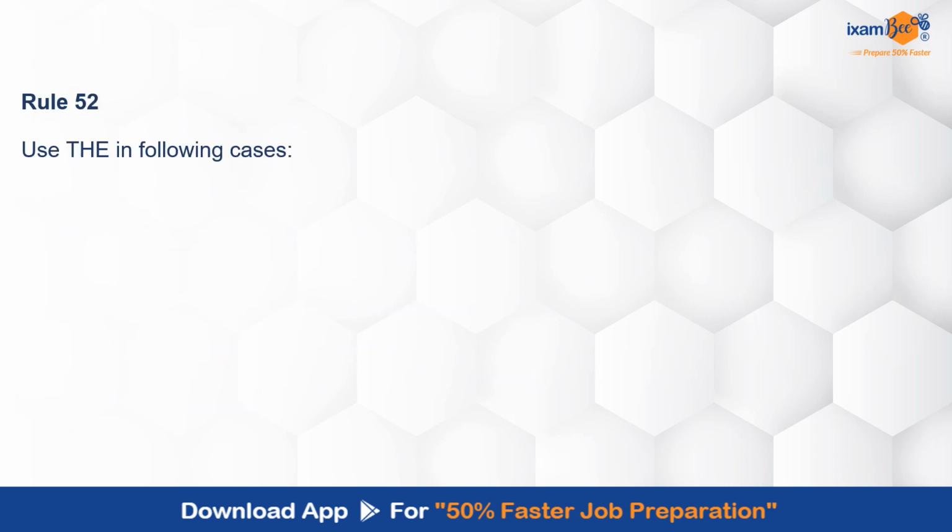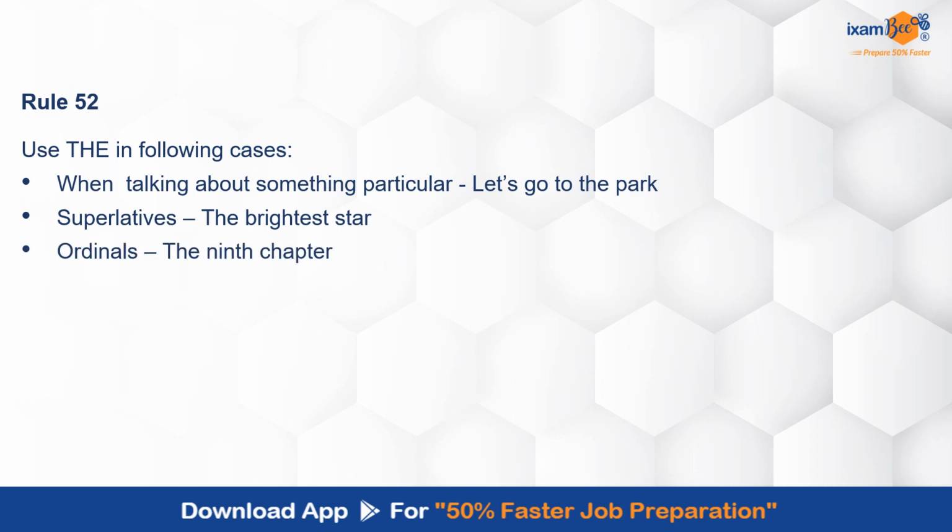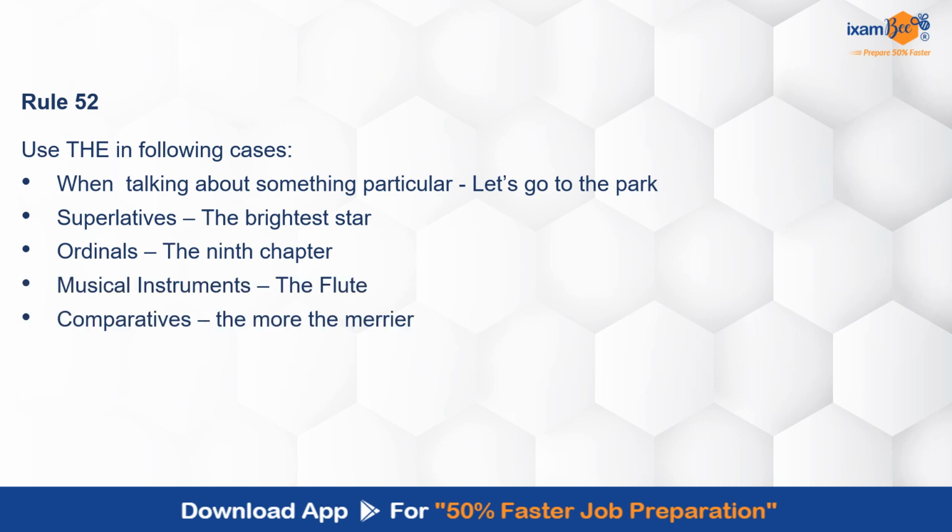Rule number 52 says the rule of using the, right? So you have to use the in the following cases when you're talking about something particular. That's obvious. Let's go to the park. We know which park the speaker is talking about, so that particular park. When you're talking about superlatives, the brightest star. When you're talking about numbers, ordinals, the ninth chapter, the seventh testament, something like this. Musical instruments, the flute, the violin. Comparatives, the more the merrier.